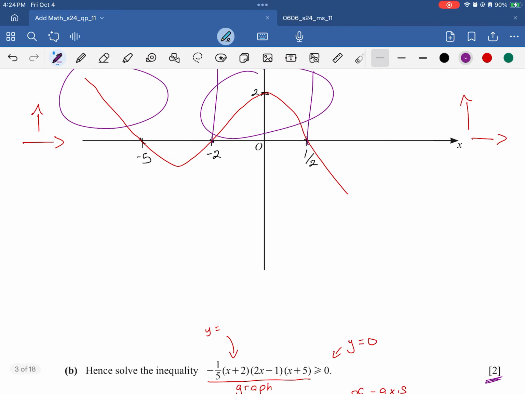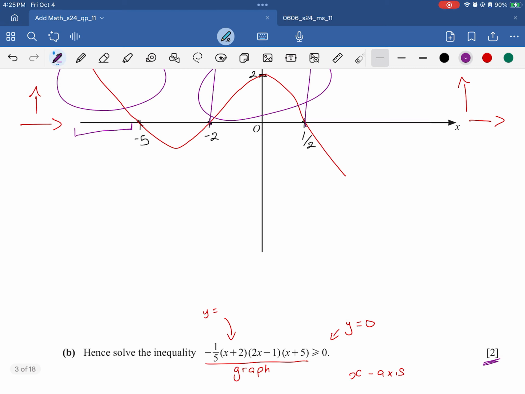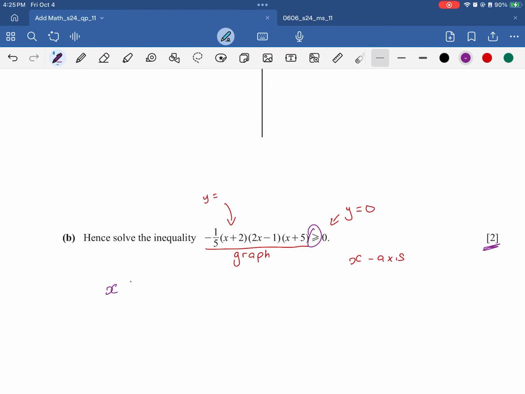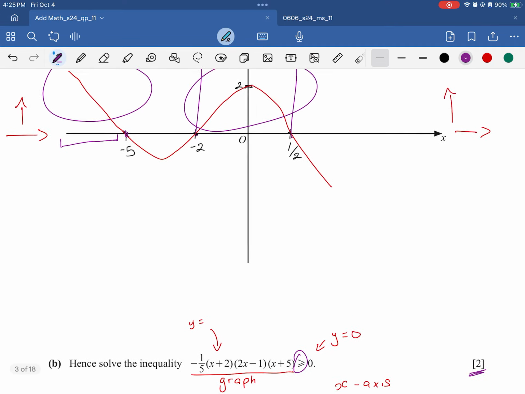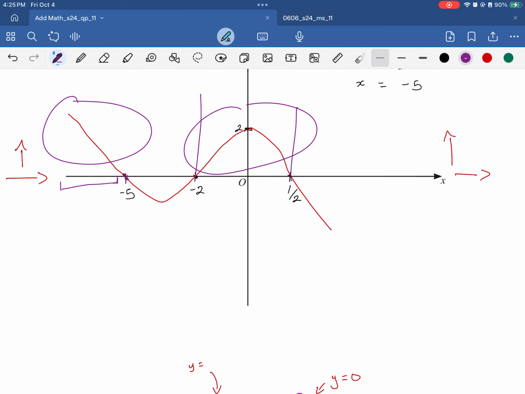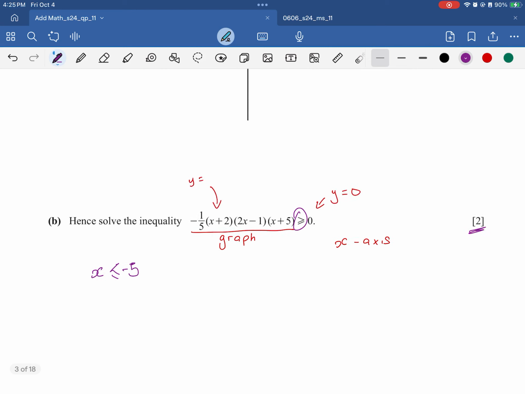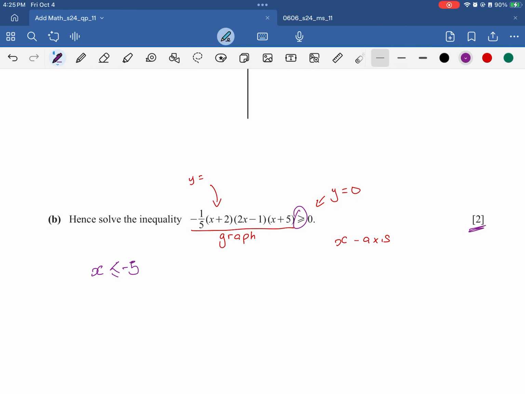So from this, when x is in this region, x is less than or equal to, because remember the sign here is less than or equal to, minus 5. That's one part. And then this part is between minus 2 and 1/2. So you can say minus 2 is less than or equal to x, which is less than or equal to 1/2. And this is your answer to this question.